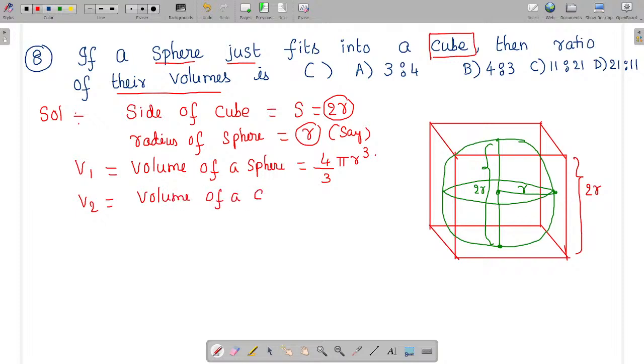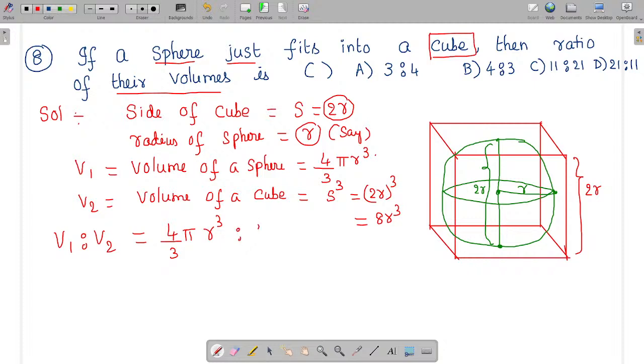Volume of a cube means side cube. Side is 2r, whole cube. 2r whole cube is equal to 8r cube. So the ratio we need to find out, V1 is to V2, that is equal to 4/3 pi r cube is to 8r cube.